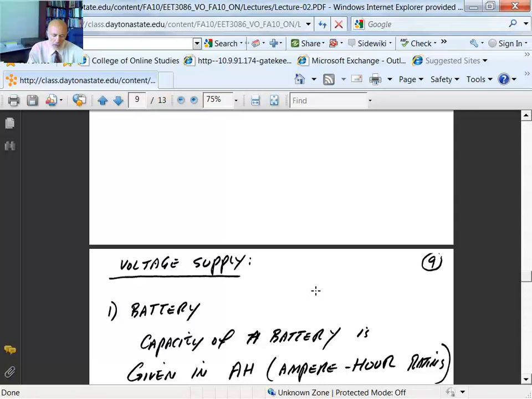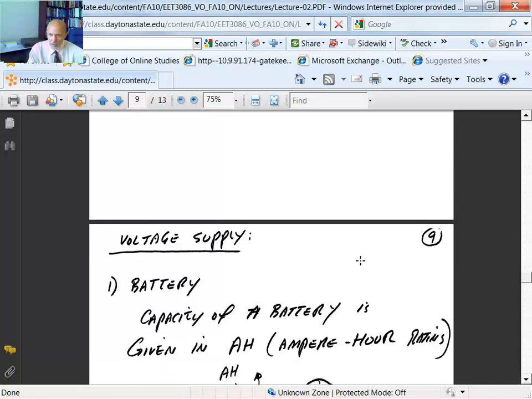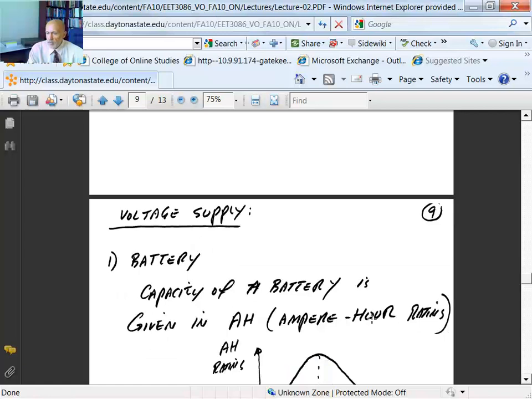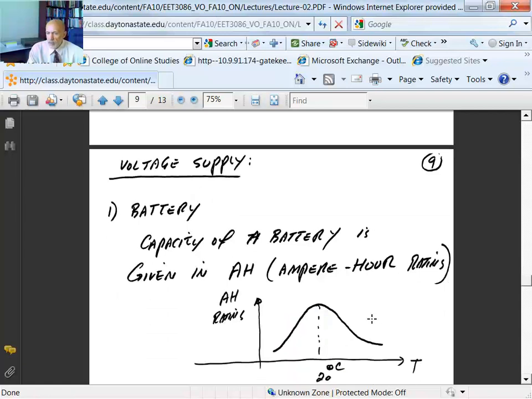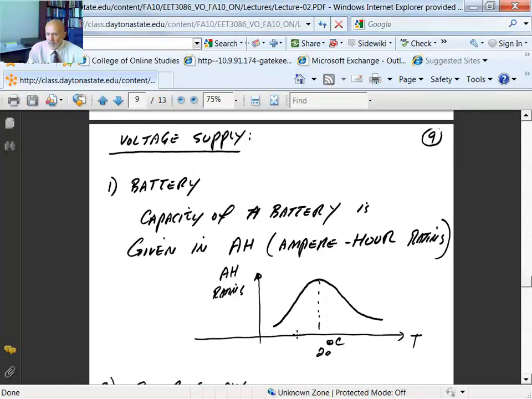Now, the voltage supplies. We also have three types of voltage supplies. Of course, one is a battery. The capacity of a battery is always given in terms of an ampere-hour rating, which is indicated right on the battery. Well, it turns out that if you look at the temperature distribution of the ampere-hour rating of a battery, it's a bell-shaped curve.